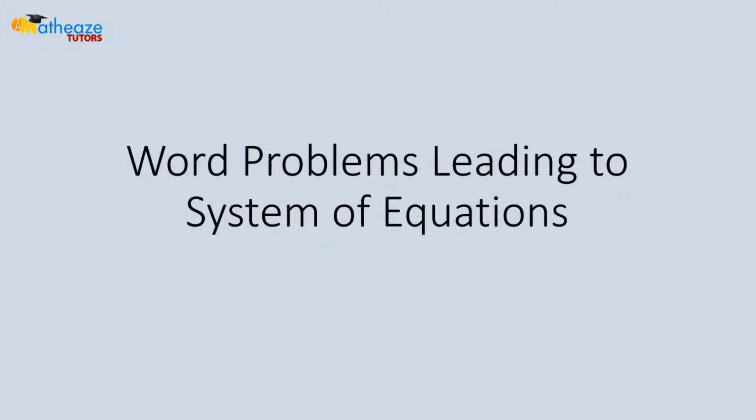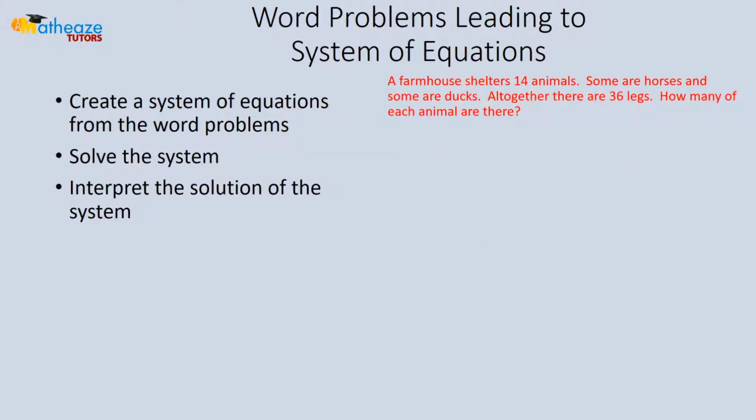In this lecture, we're going to look at how to create a system of equations from word problems. So we're going to look at creating the system, solving the system, and then interpreting the solution of the system. So in this example, it reads, a farmhouse shelters 14 animals. Some are horses and some are dogs. Altogether, there are 36 legs. How many of each animal are there?